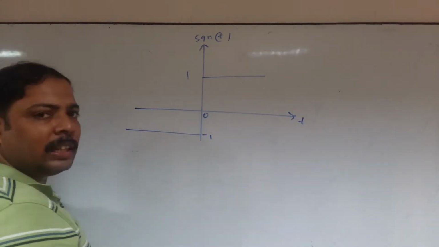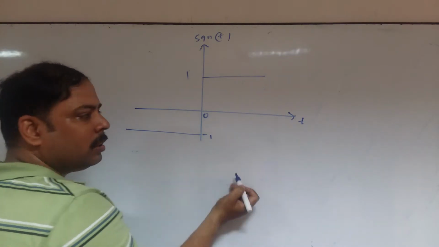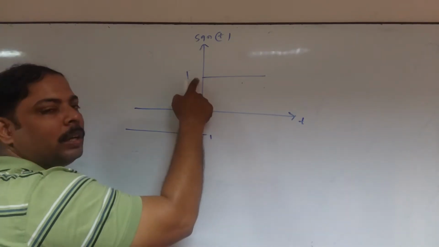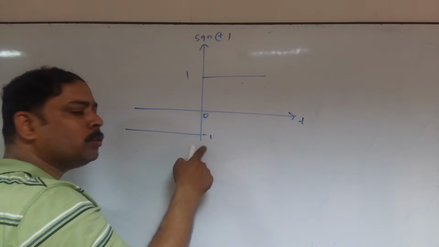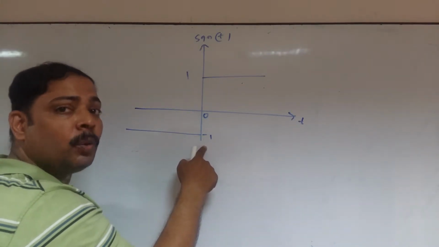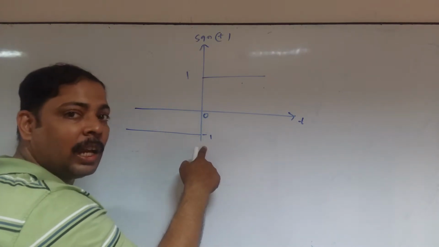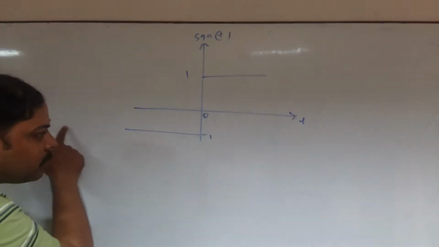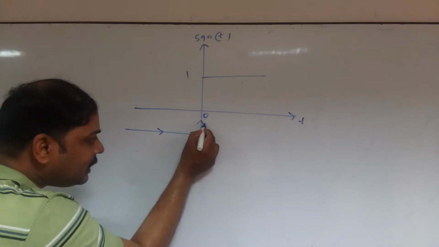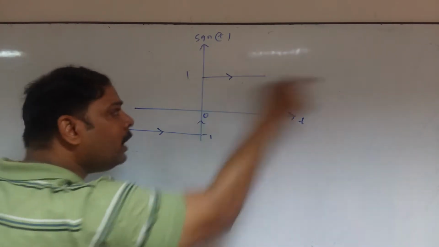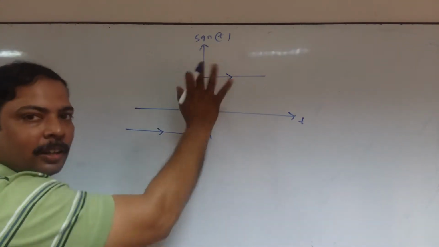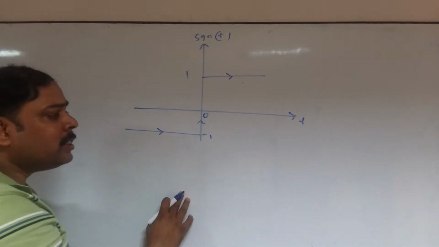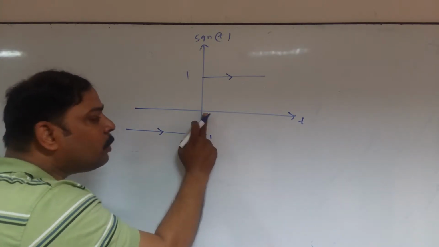From this, you can understand that after 0, the signal value is 1. Before 0, the signal value is minus 1. At 0, there is a discontinuity from minus 1 to plus 1. Why is it from minus 1 to plus 1, not from 1 to minus 1? Because, as I have told, whenever there is a signal, you have to assign the direction over the signal by thinking that you are coming from minus infinity time and going towards plus infinity time. So you come from minus infinity, then rise from minus 1 to plus 1, then move towards plus infinity. Therefore, the signal goes from minus 1 to 1 at t equal to 0. That is, you have a discontinuity at t equal to 0.